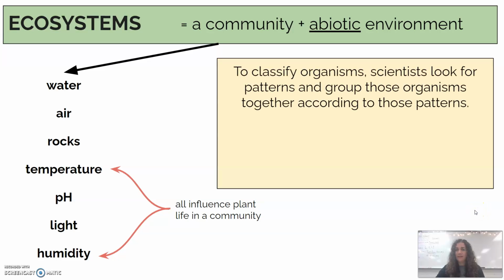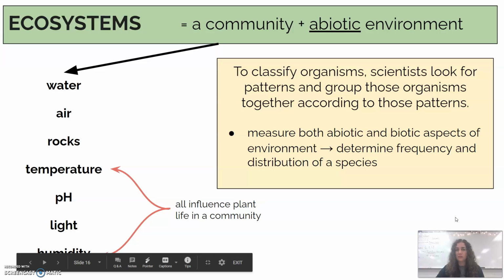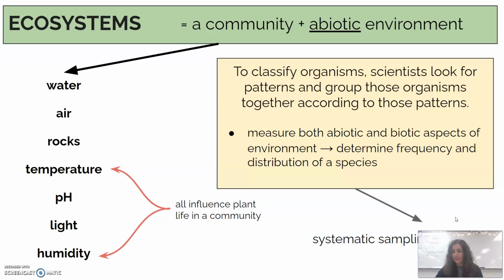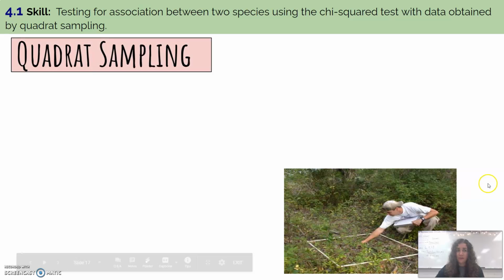In order to classify organisms, scientists are going to look for patterns and group those organisms together according to those patterns. We can measure both abiotic and biotic aspects of the environment and then determine the frequency and distribution of a species. We have some systematic sampling techniques to do that. The one that we're really going to focus on today is quadrat sampling. That is one of the skills in this unit.